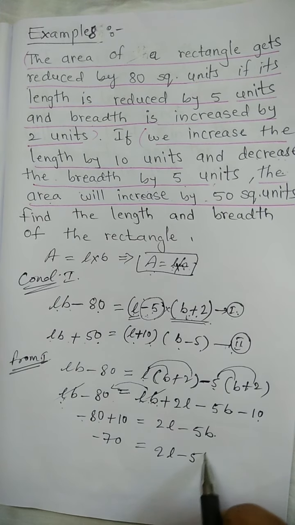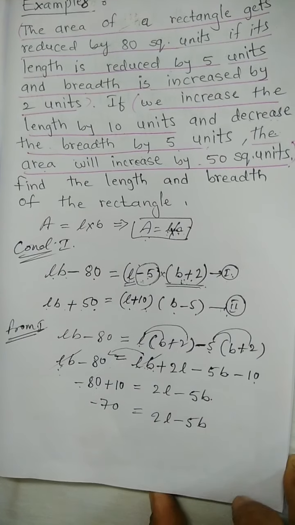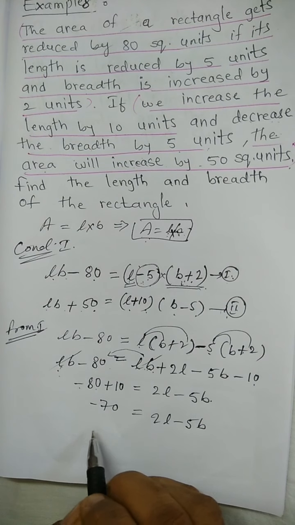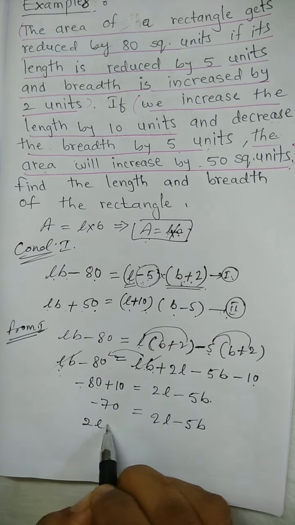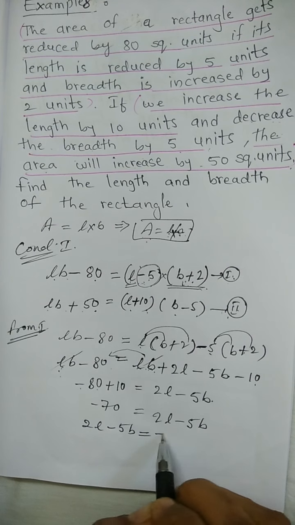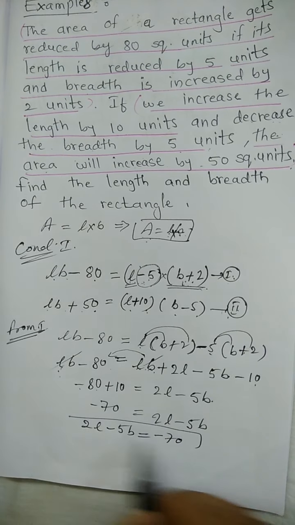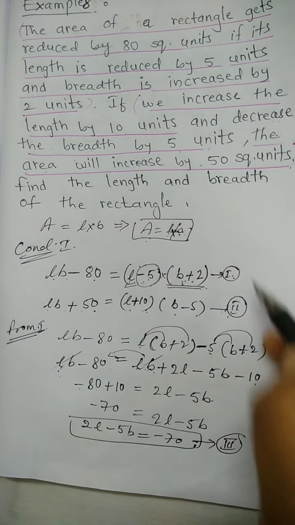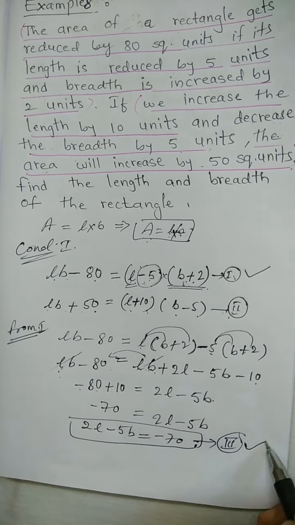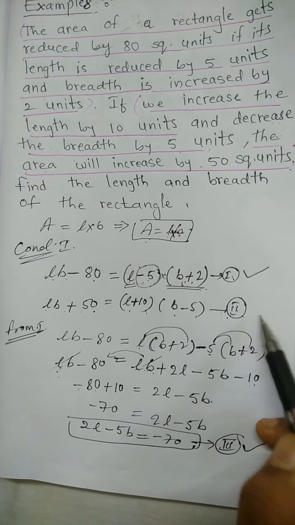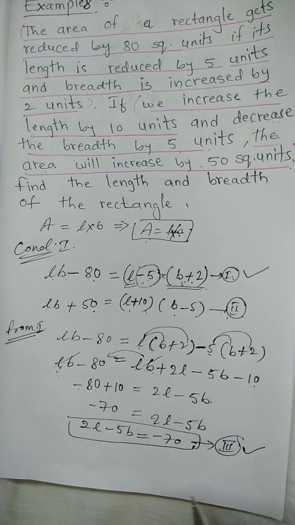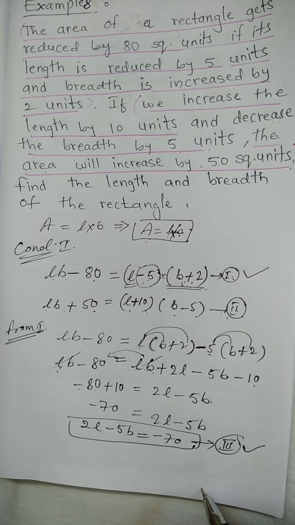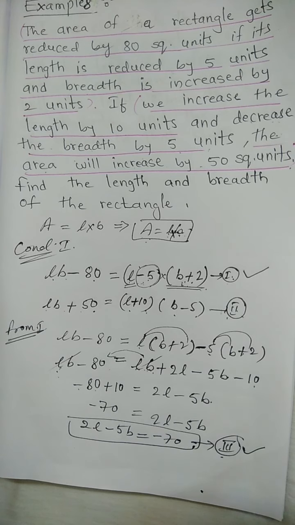2L minus 5B. Now write it in a proper way: 2L minus 5B will give you minus 70. This is the third equation. When we solved the first one, we got this third. Now you solve this second one in the same way. You will get one more equation, give it number 4. Then the 3rd and 4th equations, both you solve by elimination method.